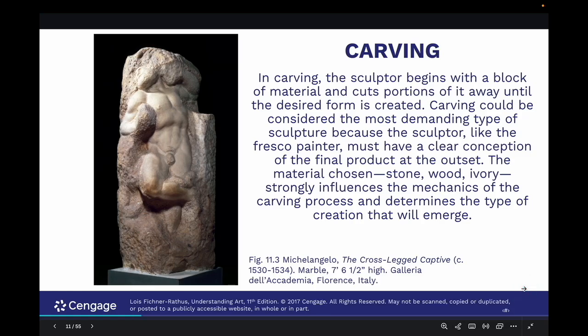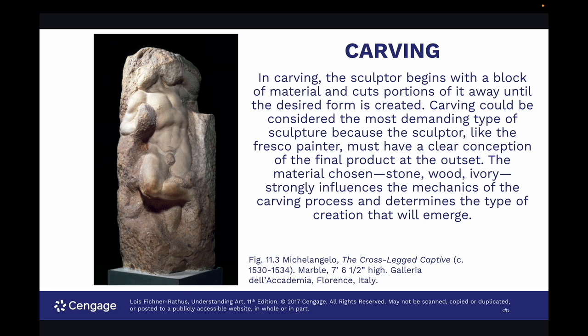Okay, so we're going to talk about some techniques for sculpture. Carving: the sculptor starts with a block of material and cuts portions of it away until the desired form is created. Carving could be considered the most demanding type of sculpture because the sculptor, like a fresco painter, must have a clear conception of the final product at the outset.